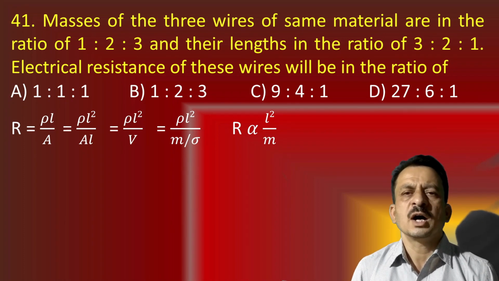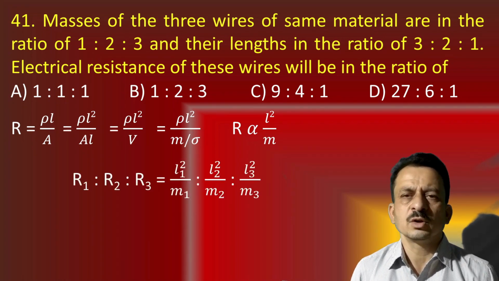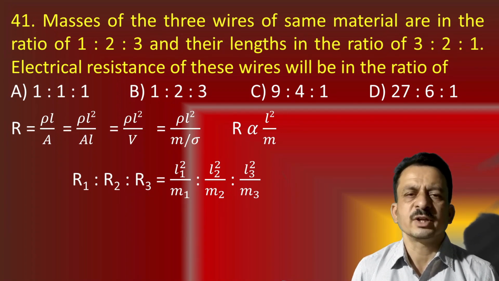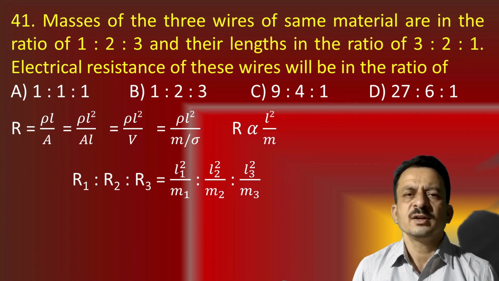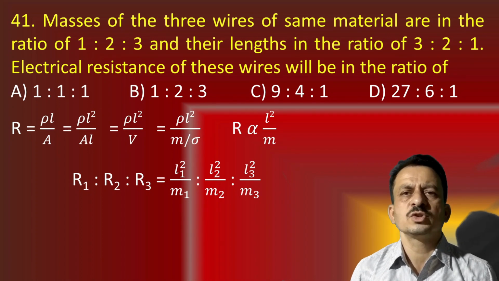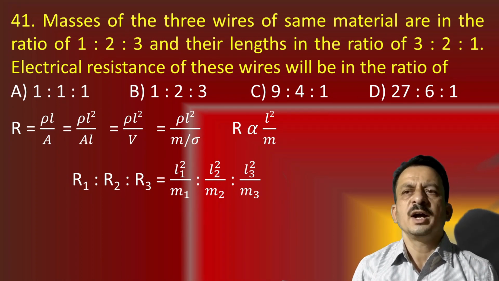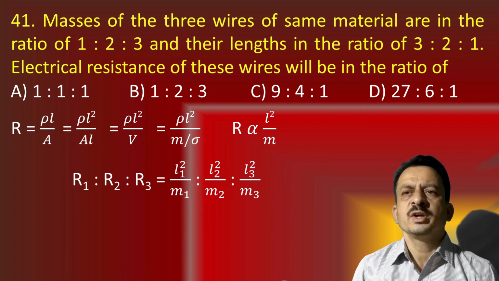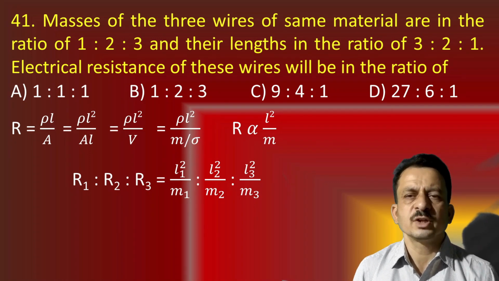Therefore, R1 is to R2 is to R3 is equal to L1 square divided by M1 is to L2 square divided by M2 is to L3 square divided by M3. Now carefully look here. In the problem, first the ratio of the masses is given as 1:2:3, it is the mass ratio, and 3:2:1 is the length ratio. Now L1 is 3, L2 is 2 and L3 is 1, substituting that.